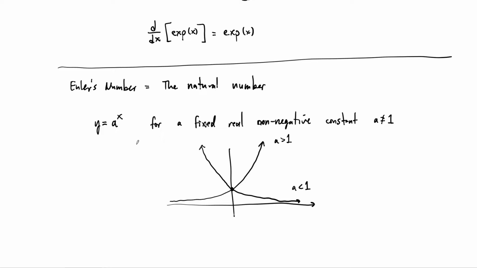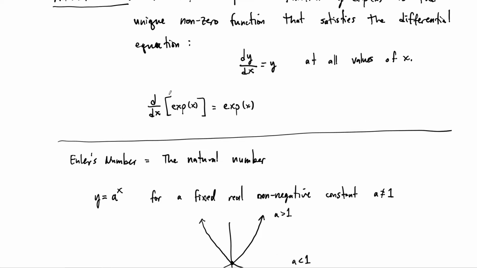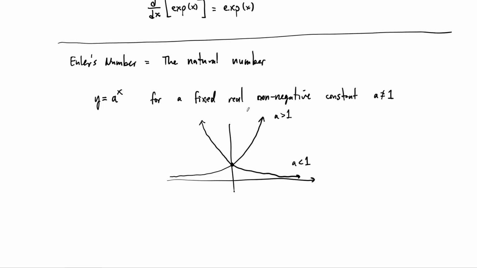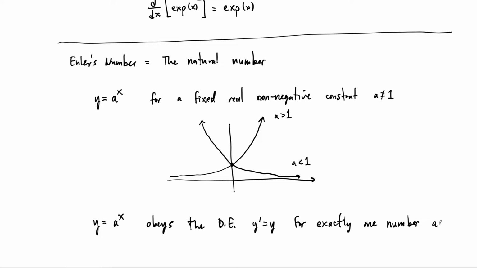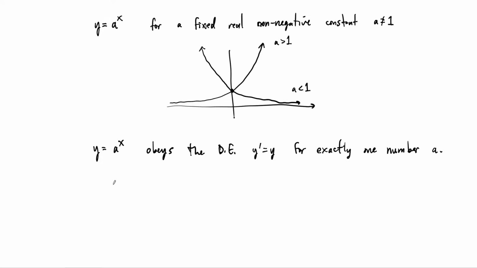So for all the different values of a that you could possibly pick, there's one value of a that obeys exactly this property. And in Calc 1, you should have proved this. Maybe we'll do it in this course, okay? But this equation, y equals a to the power x, solves the differential equation y prime equals y for exactly one number a. And it turns out that that number is the natural number. So this number is Euler's number, the natural number e.